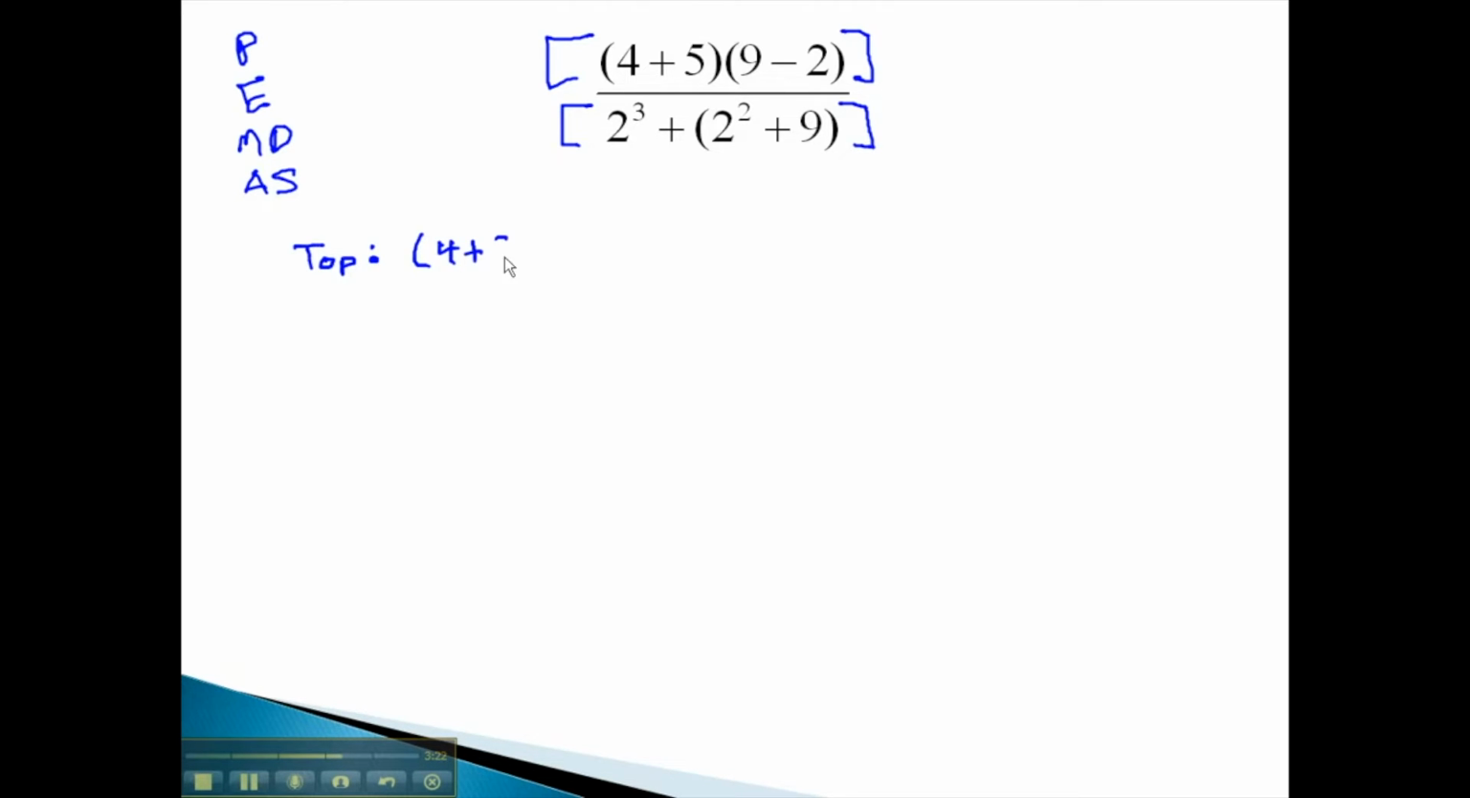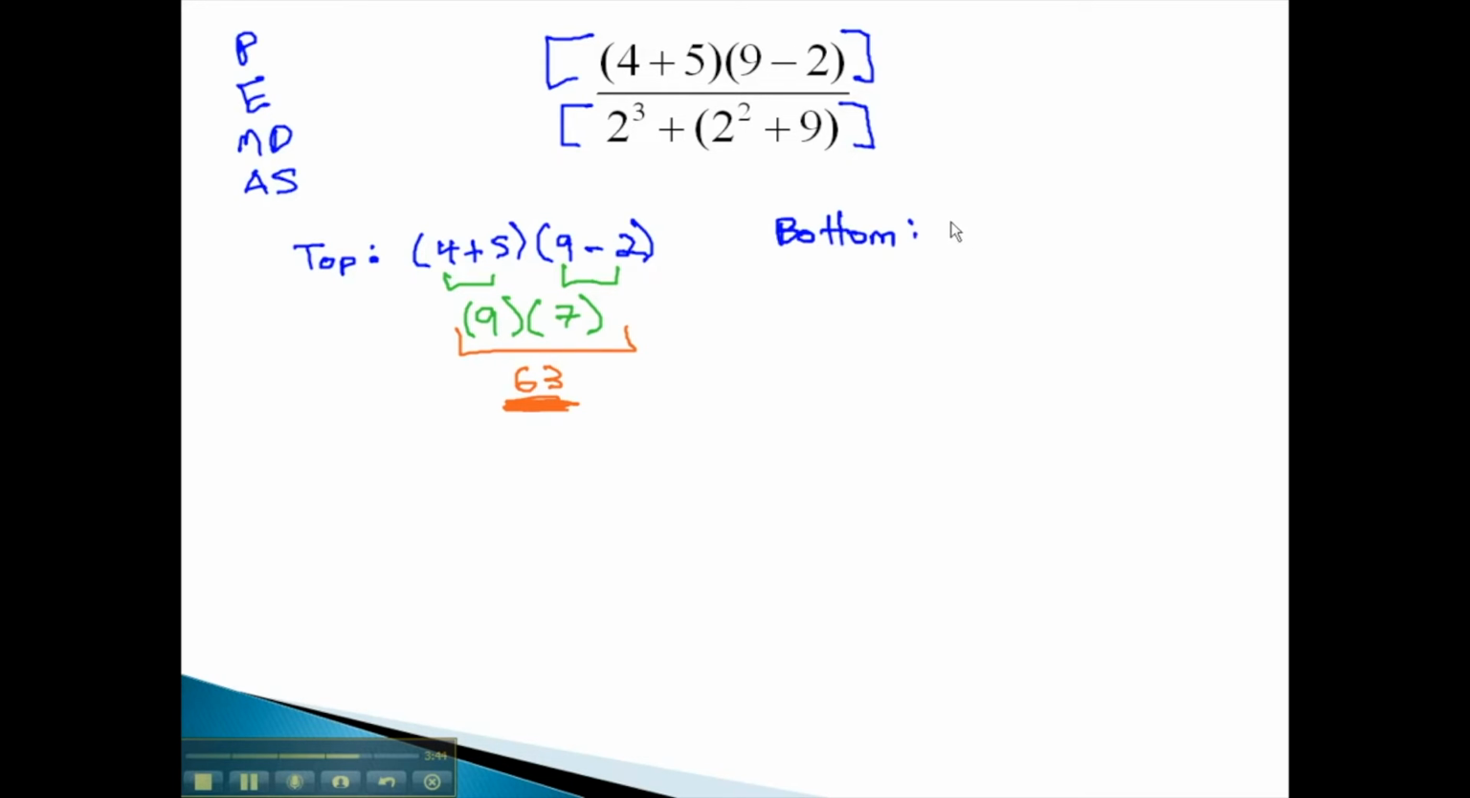We have 4 plus 5 times 9 minus 2. Doing the parentheses first, we would have 9 times 7. And then finally, 9 times 7 is 63. So the top, or the numerator, comes out to 63.